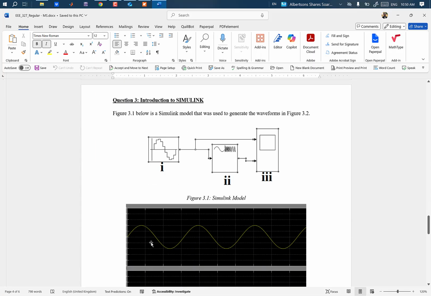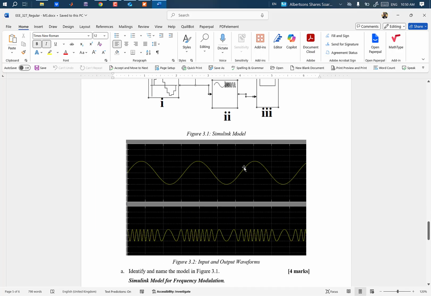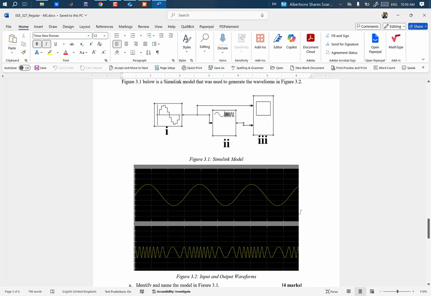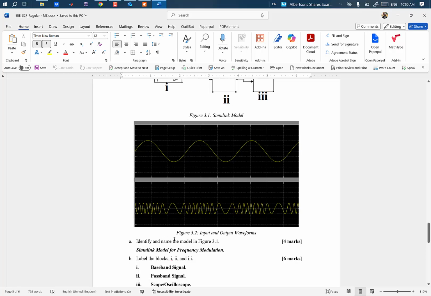Then we moved on to question 3, where you have a Simulink model that was used to generate the waveform below. So if you would remember in your Telecom 1, you would see that this was basically a frequency modulation diagram. Okay, so the question was to identify and name the model in figure 1. That's a Simulink model for frequency modulation.